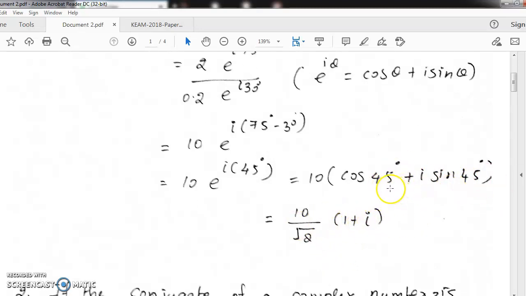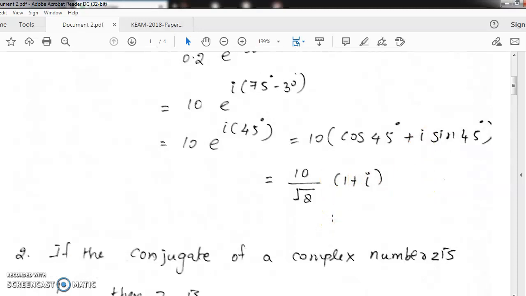Simple. Cos 45 is nothing but 1 by root 2. So you can substitute the values of cos 45 and sin 45, and you can easily get the answer like this. 1 by root 2, you can take it outside.